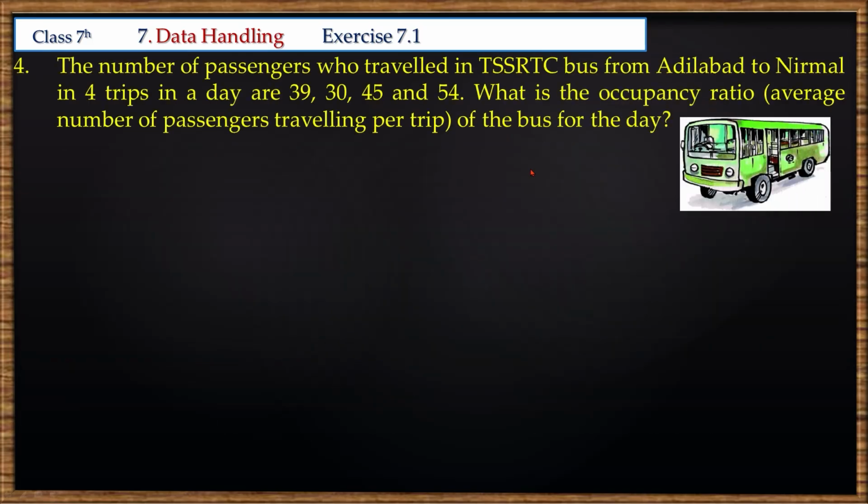Next problem. The number of passengers who traveled in TSRTC bus from Adilabad to Nirmal in 4 trips in a day are 39, 30, 45 and 54. What is the occupancy ratio? That means the average number of passengers traveling per trip of the bus for the day. Let us solve this problem.